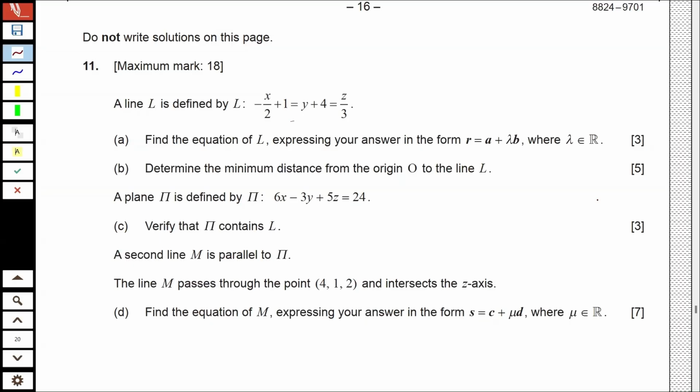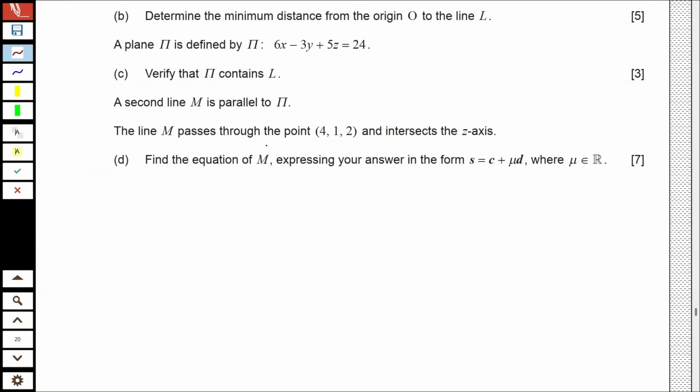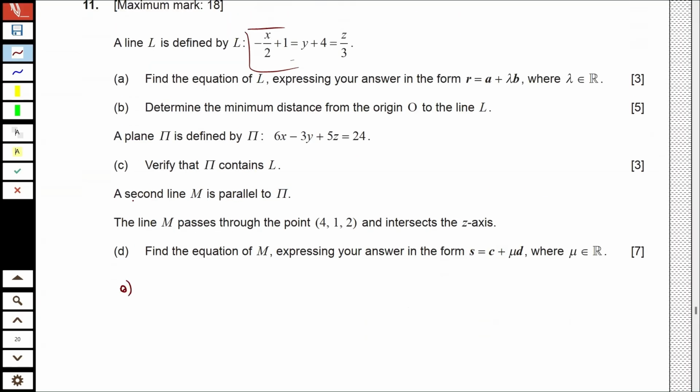A line L is defined by this Cartesian equation in here. Find the equation of L, expressing your answer in the form r equals a plus lambda times b. So I'm writing the question A in here.